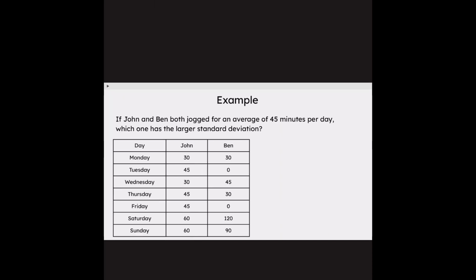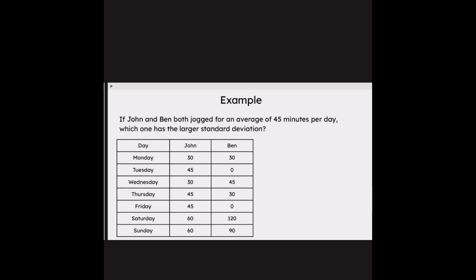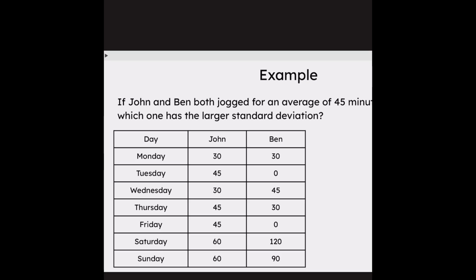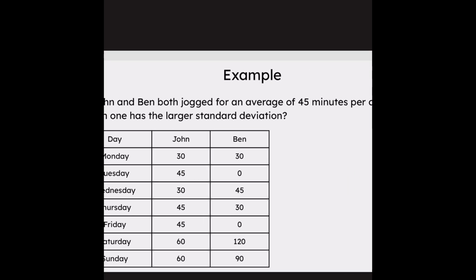Now let's look at an example of that. It says, if John and Ben both jogged an average of 45 minutes per day, which one has a larger standard deviation? So if you look at their jogging times each day, if you were to find the average of John and the average of Ben, they would both be 45. They both have the same average.